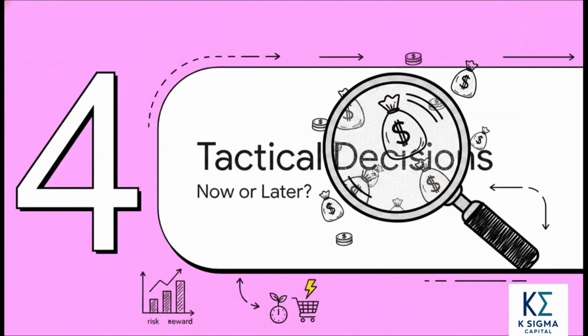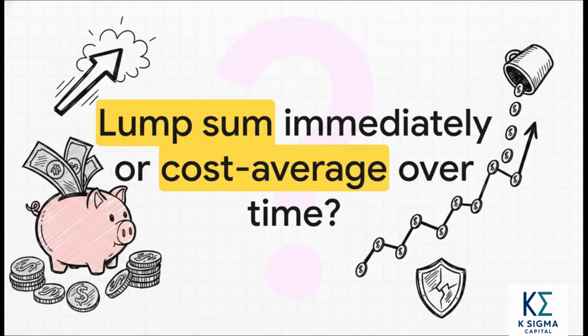Tactical decisions, now or later. This brings us to a really critical question for literally anyone sitting on some cash right now, maybe from a bonus, an inheritance, or selling a business. Do you deploy it all at once in a lump sum, or do you trickle it into the market over time to avoid the risk of buying right before a market crash? I mean, it's human nature to want to dip your toe in and ease into the water, right?